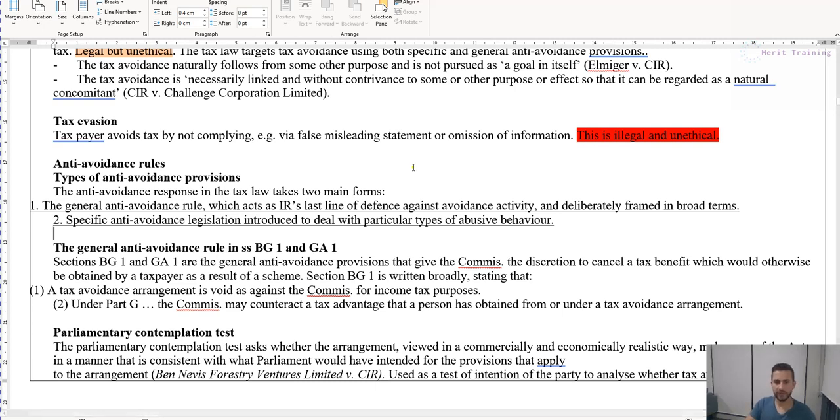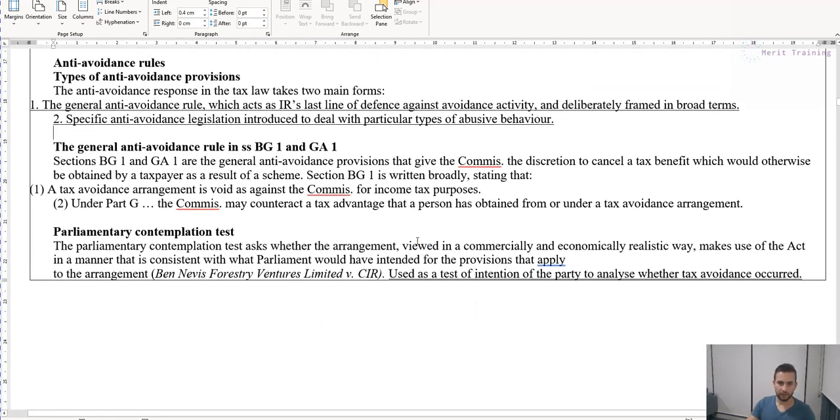So what this is saying is it's the IRR's last line of defense against avoidance activity, because it's such a catch-all. If the legislators miss something and the taxpayer said, look, I followed it to the line, well, the legislator will say, and the commissioner will say, just refer to anti-avoidance provisions and we're going to get you on that, right? Because you didn't follow the anti-avoidance provisions, the rule is follow the intention of the law and the spirit of the law. And if you don't do that, then it's avoidance. Okay.